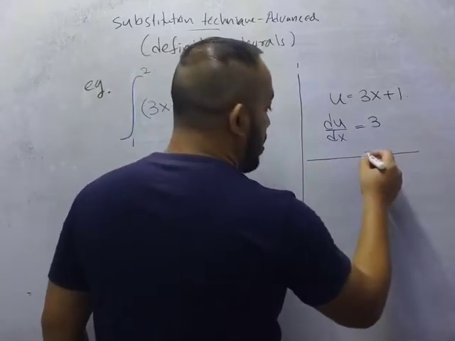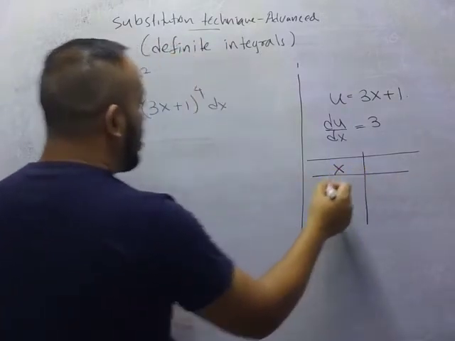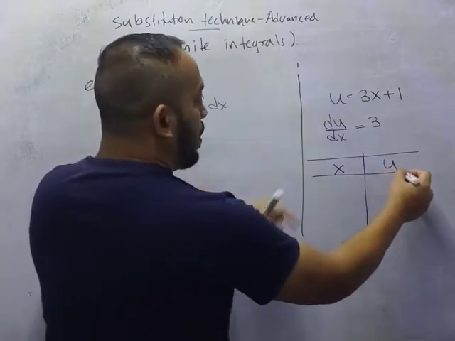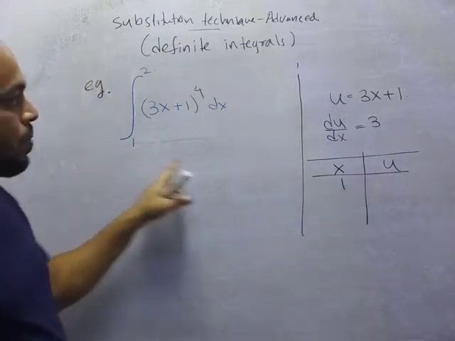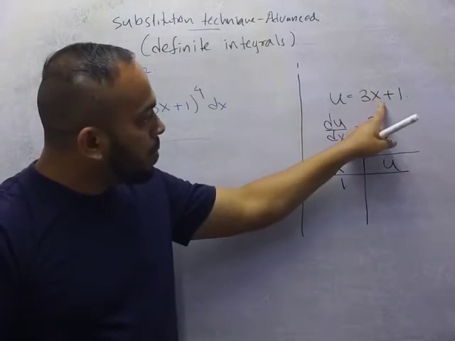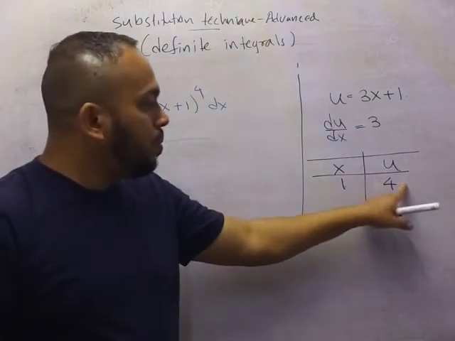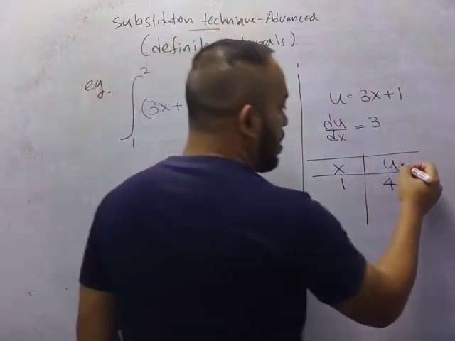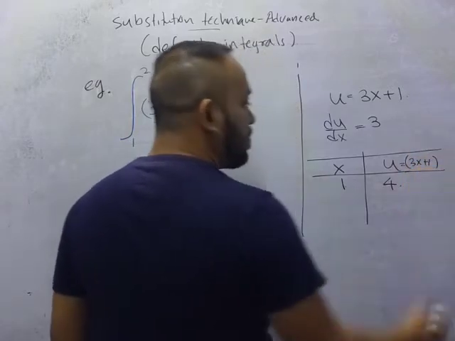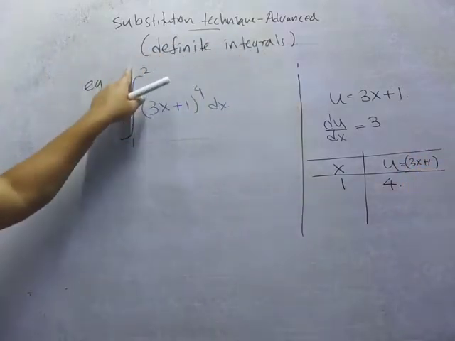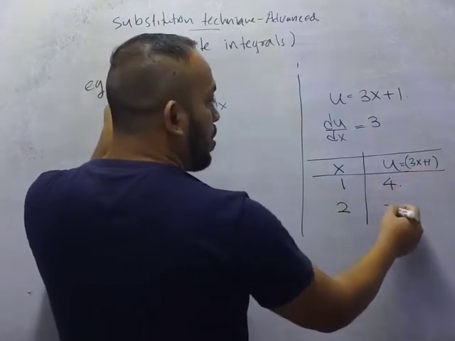So use a table. It's very easy if you use a small table. Put x here, the original variable, and the new variable. When x is equal to 1, put 1 here. 3 times 1 plus 1 is 4. When x equals 1, u becomes 4. Or you can write this here as well, 3x plus 1. And then this one, 2. When x is equal to 2, 3 times 2 plus 1 would be 7.